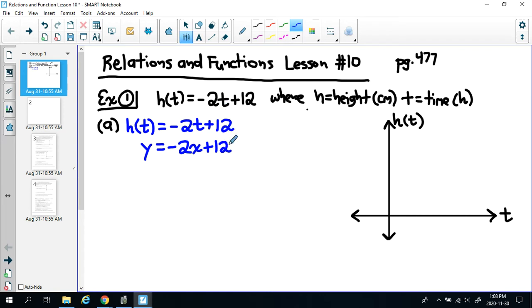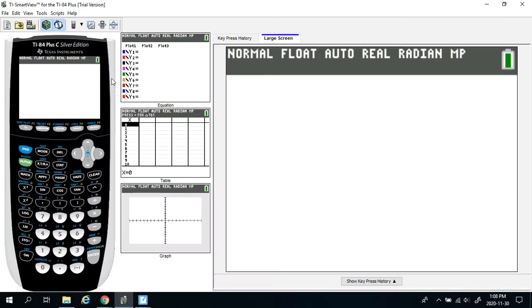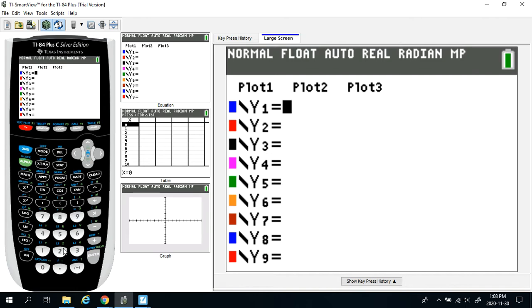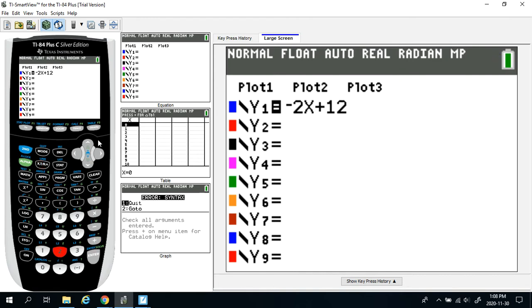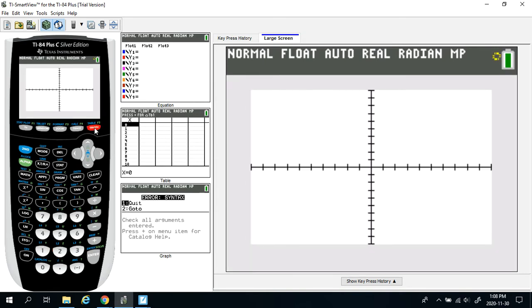Now, if I go to my graphing calculator and plot it, I'm going to enter it as y1 is equal to negative 2x plus 12. Okay, so let's go to the graphing calculator. Make sure every other equation has been cleared from this. And we're going to enter negative 2x plus 12, and we're going to graph this.